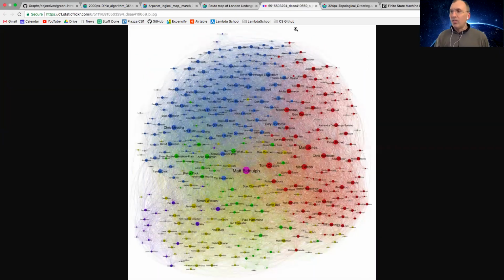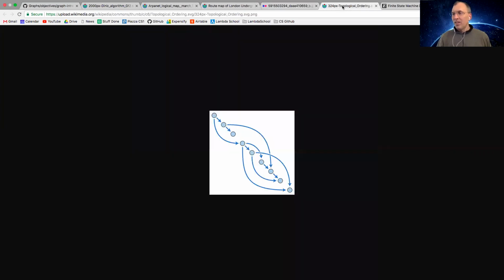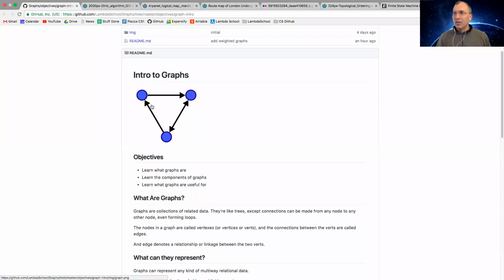Here's another example of a graph. This is a graph that shows people and friends on a social network. It's really hard to tell here, but if you follow the lines from one person to another, you can see who is connected to whom. There's another graph, a directed acyclic graph. We'll get to that in a second.